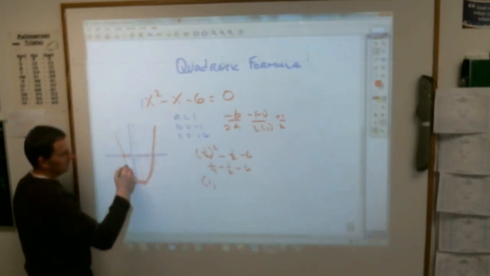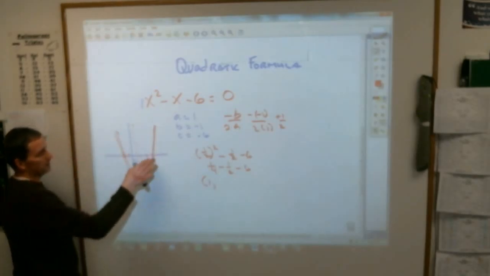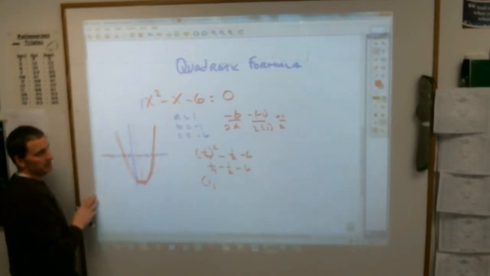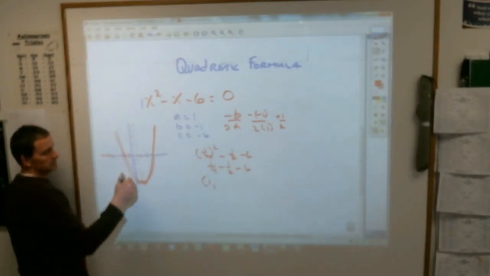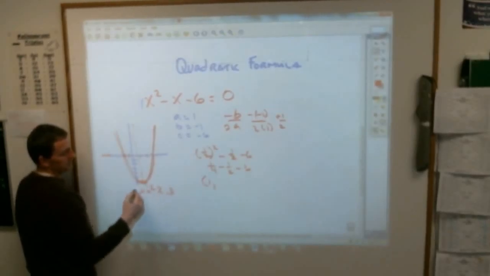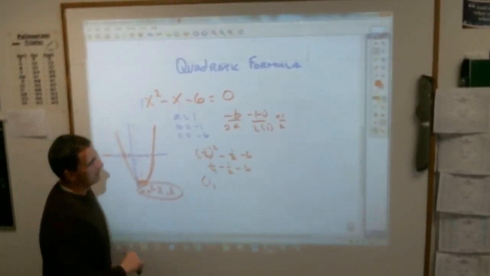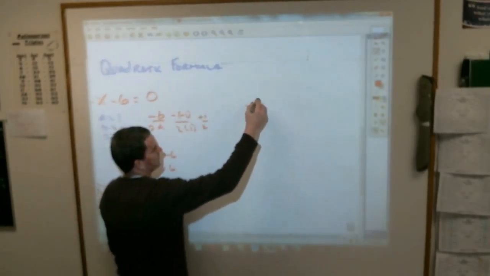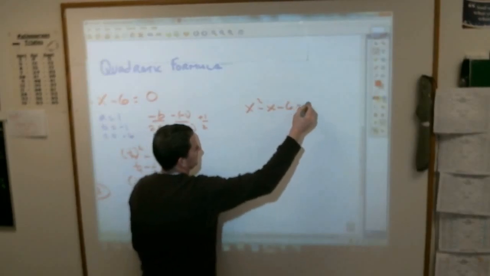Now, even though I didn't do this, I want you to know that this parabola crossed the x-axis at -2 and +3, crossed in 2 places. Now, look at this same thing here. What was it? X squared minus x minus 6 equals 0.